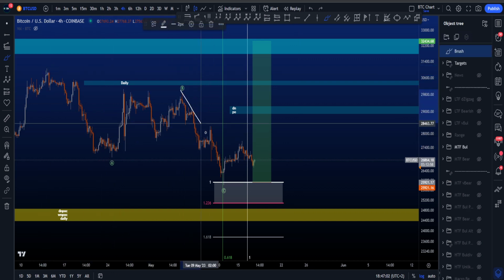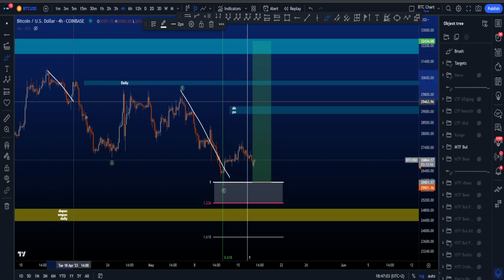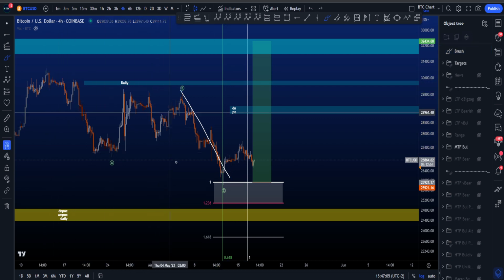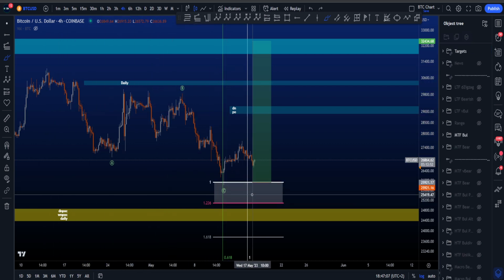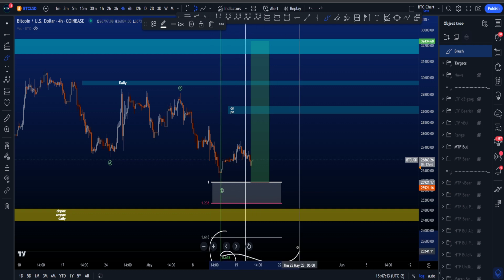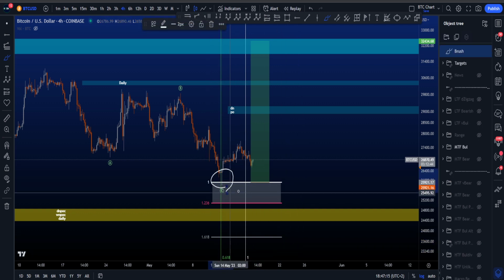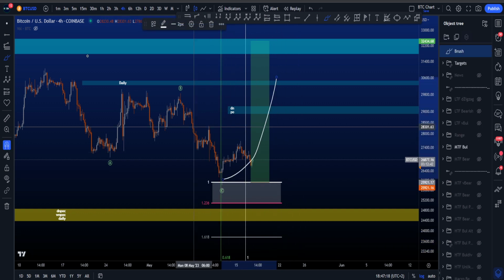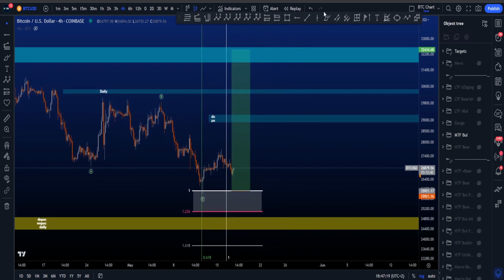And then you compare the time of wave C to the time it took to develop wave A. So you can see wave C is a little bit shorter, as it is shorter than the one-to-one. However, I like to see wave C finish between the 0.618 and the 1.618. So for me, this is absolutely valid, where then we are looking for an impulsive structure to the upside.